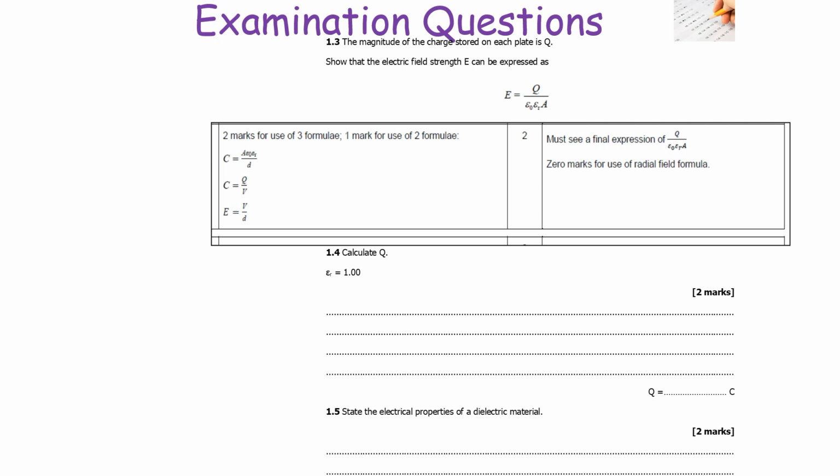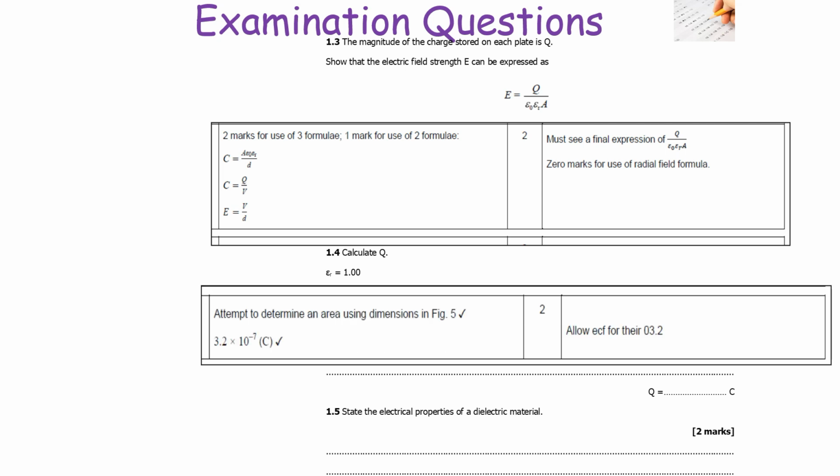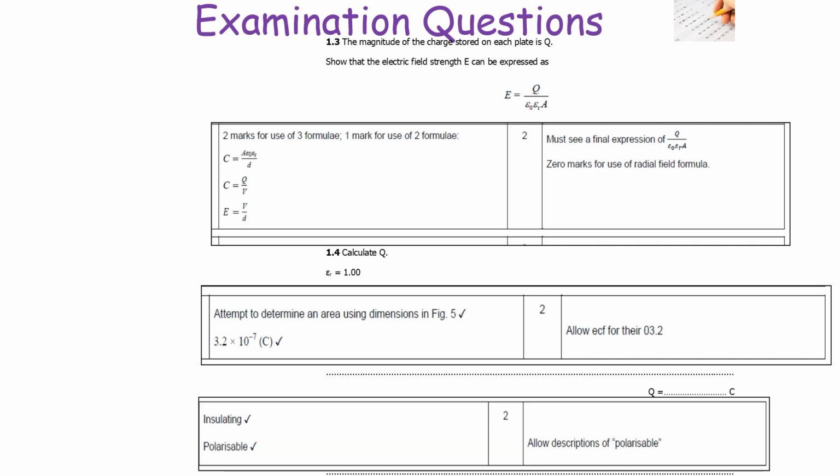The next question is legitimately just rearranging that previous equation to say Q equals E times epsilon 0 epsilon R times A, then pop in all the values. Now you're given epsilon R in the question, you know epsilon 0 is 8.85 times 10 to the minus 12, that's given to you in your equation book, and you know your value of A from your previous question, so therefore you can say the answer is 3.2 times 10 to the minus 7. Now the last two values are just facts. It's the properties of dielectric materials, that they are firstly an insulating material, but also they will contain polar molecules or can be easily polarized.